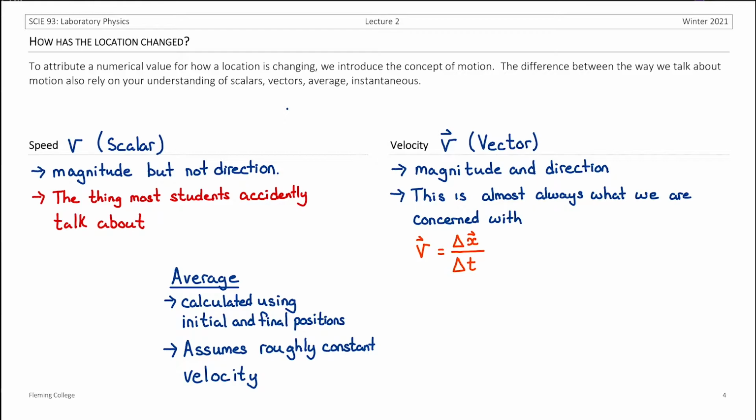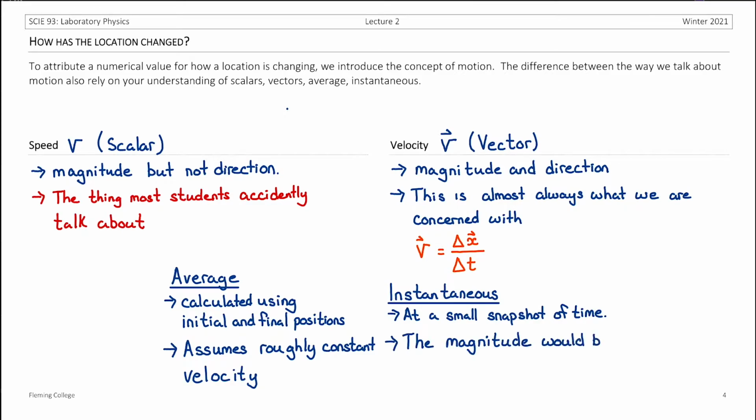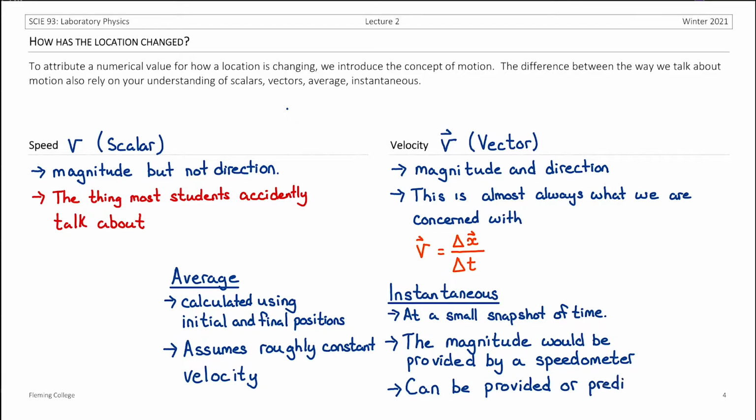The other form velocity takes is the instantaneous velocity. Remember, instantaneous means that we're looking at a very small snapshot of time. While it is possible to calculate this value using a little bit of calculus, we will not be calculating that way. When we think of instantaneous velocity, a speedometer would be giving us the magnitude of a velocity at any snapshot in time. There are two types of problems that we will see with instantaneous velocity. We can be provided the instantaneous velocity, or we can try to predict the instantaneous velocity. And either of these will correspond with a specific point in time.